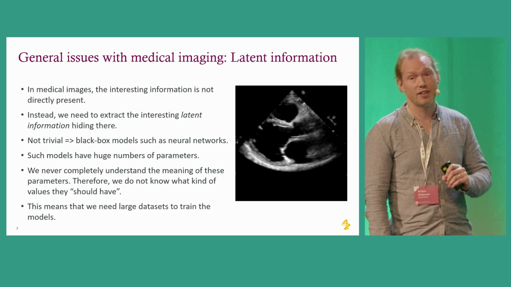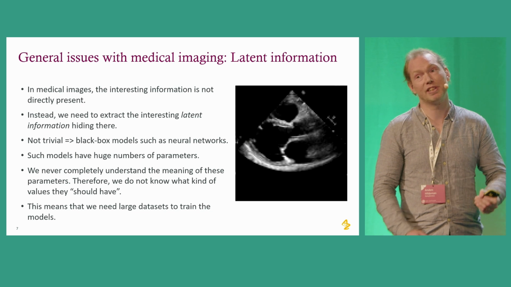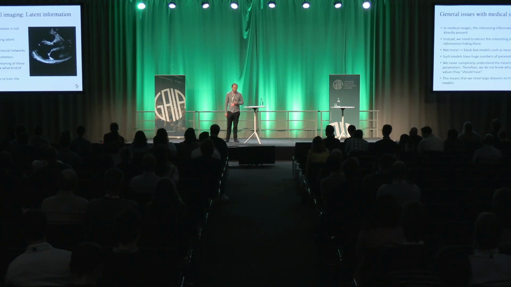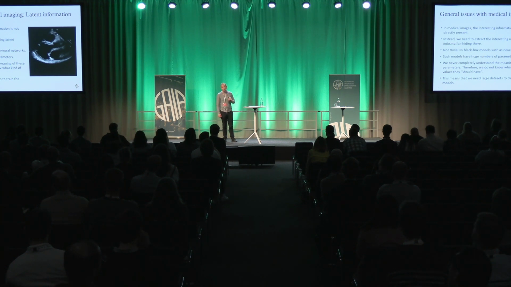And that's generally non-trivial, which means that we have to resort to black box modeling, typically neural networks. Such models have the problem of having a huge number of parameters, and we have no full understanding of how these parameters interact. Therefore, we can't regularize on them, so we can't really say what they should have as values. And that means that we need even more data in order to acquire robust training and do a proper validation of that as well.